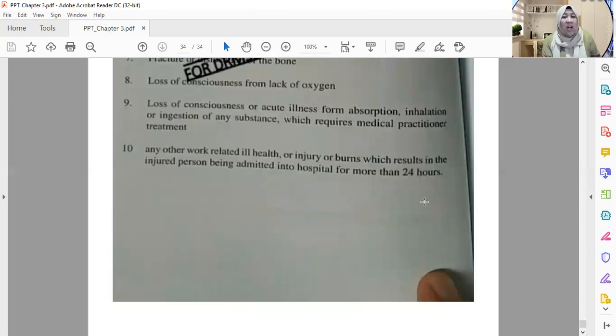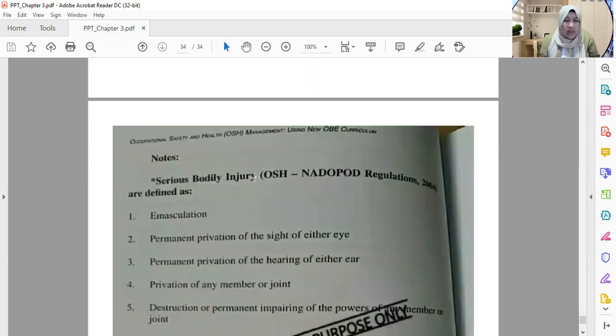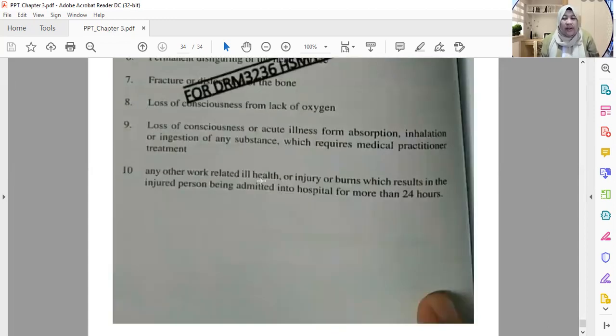Yang ni kebakaran yang menyebabkan hangus, which results in the injured person being admitted into hospital for more than 24 hours. So this is the possibility of serious bodily injury, kena air panas ke yang menyebabkan trauma, so it can happen.